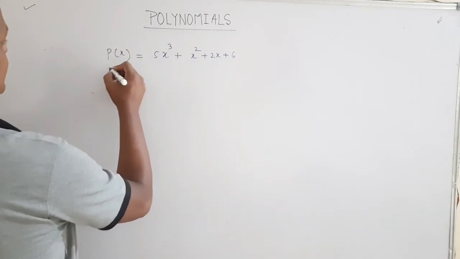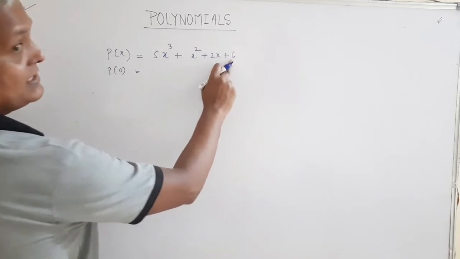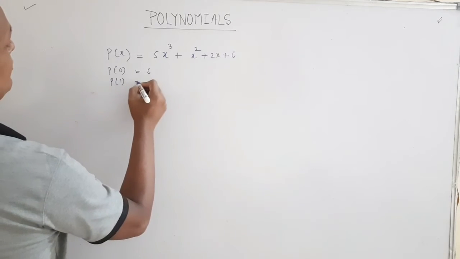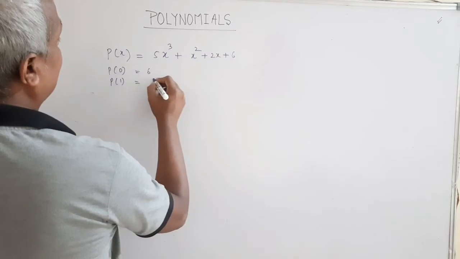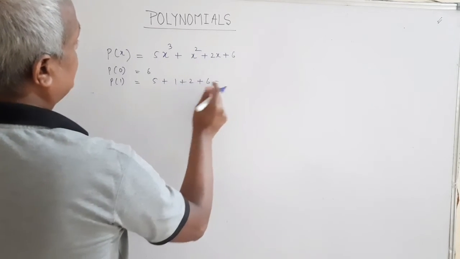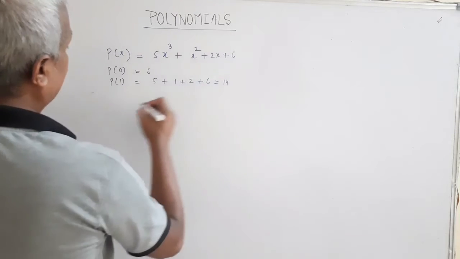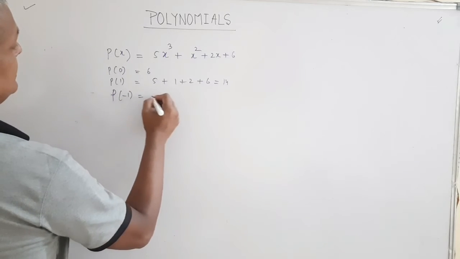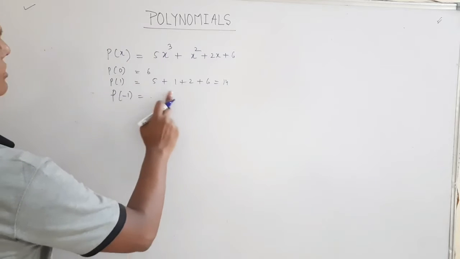Now suppose I try to find P(0), what do you get? 6. If I try to find P(1), what do I get? 5 plus 1 plus 2 plus 6, that is 14. If I try to find P(-1), then I'll get -5, because -1 to the power 3 actually gives you like this.